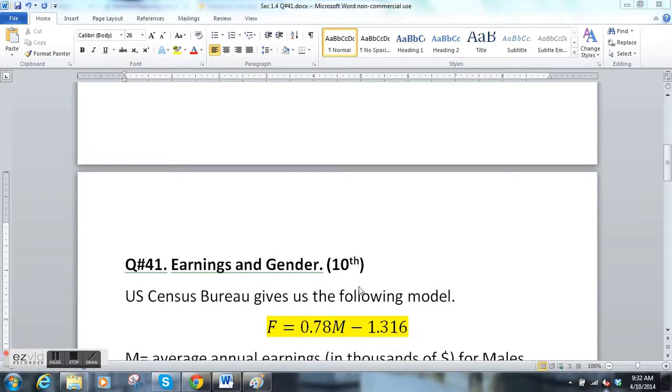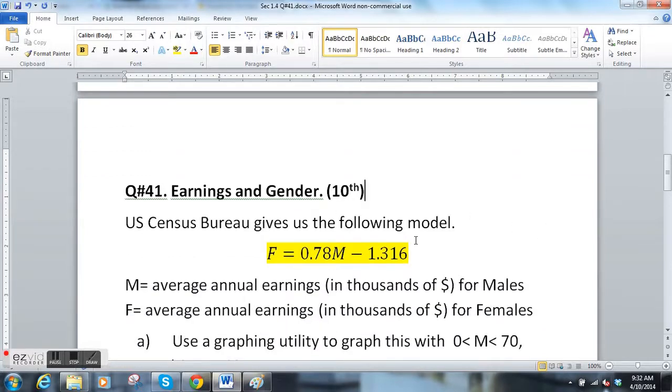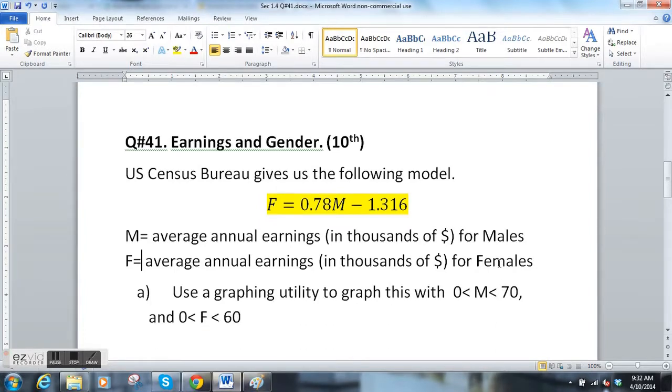Question number 41, this is earnings and gender in the 10th edition of the book. If you have the 9th edition, you can find the problem or you can just read along here. The U.S. Census Bureau gives us the following model: F equals 0.78 M minus 1.316, where M is the annual average earnings, that is the salary in thousands of dollars for males, and F is the annual salary in thousands of dollars for females. The first part says use a graphing utility to graph this, going from 0 to 70 for the men and 0 to 60 for the women.